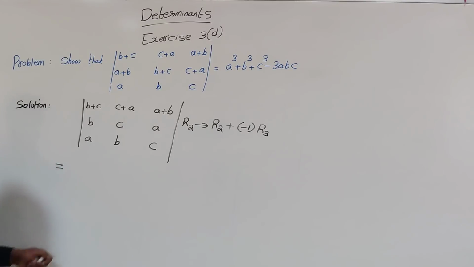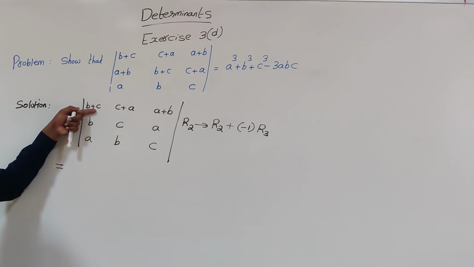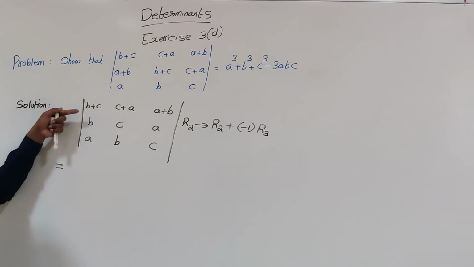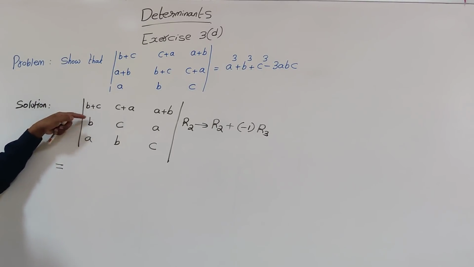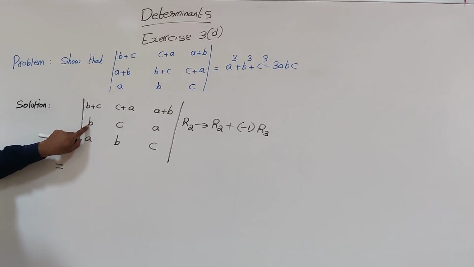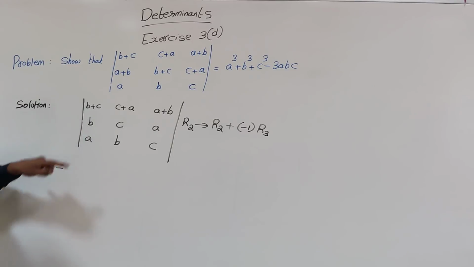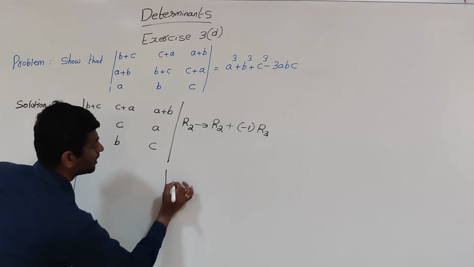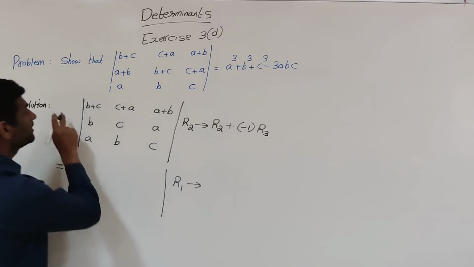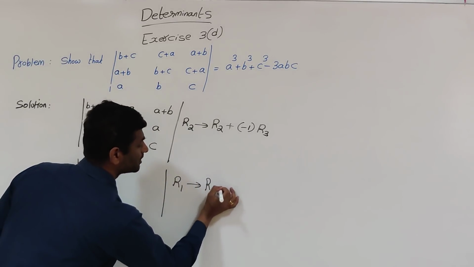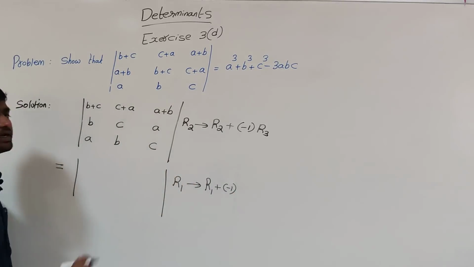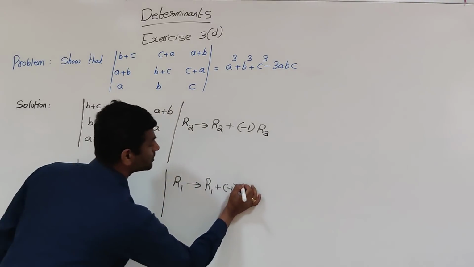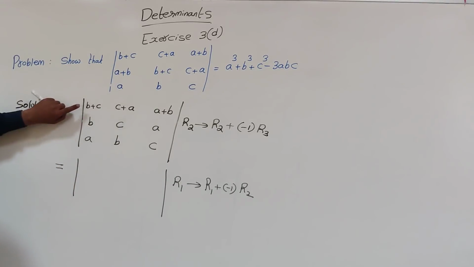Now again, if you observe the first row elements, it is a sum of two numbers, but we can convert into a single digit by observing the rows. So which row we can observe is row 2. Here it is B plus C and it is B. So what is the operation? R1, the entire elements of row 1 will be added with plus minus 1 times of, where minus 1 is a scalar, times of R2.